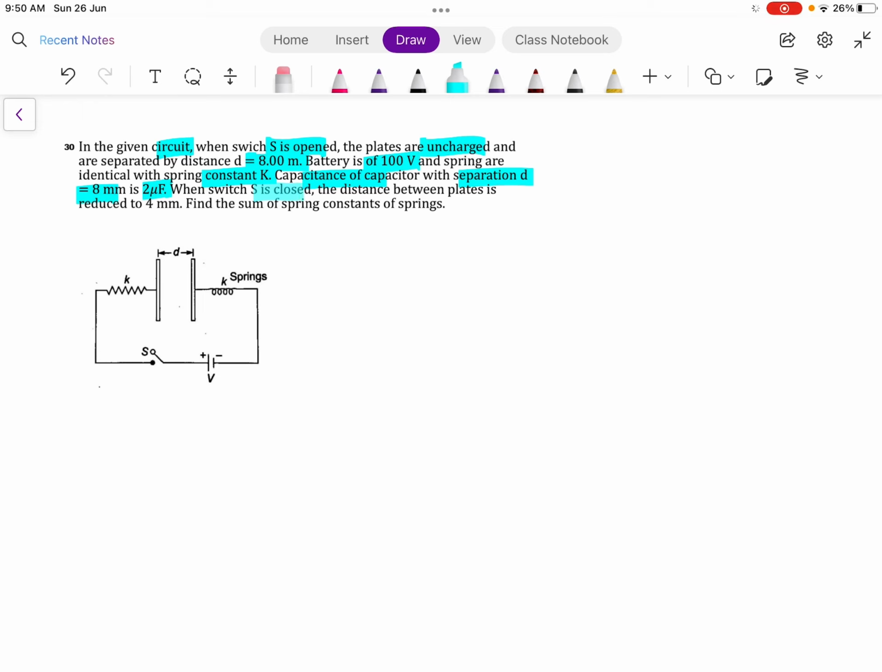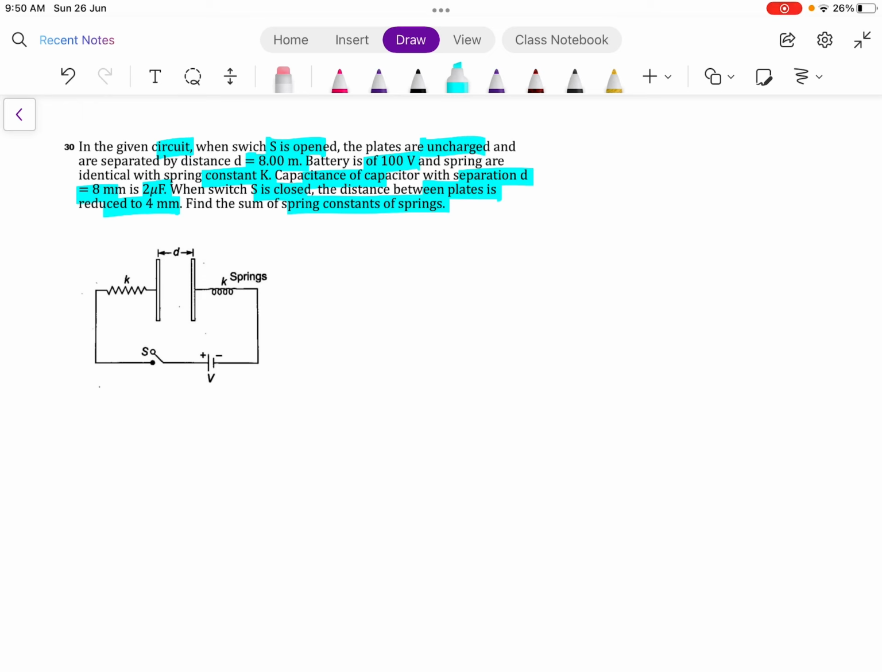When switch S is closed, the distance between the plates is reduced to 4 mm. Find the sum of the spring constants of the springs. Okay, so let's solve this question.